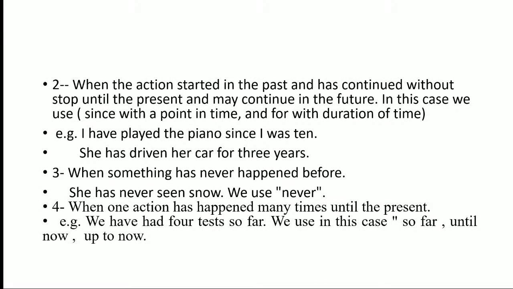The third one is when something has never happened before. She has never seen snow. We use never. When one action has happened many times until the present, for example, we have had 4 tests so far, we use in this case so far, until now, and up to.